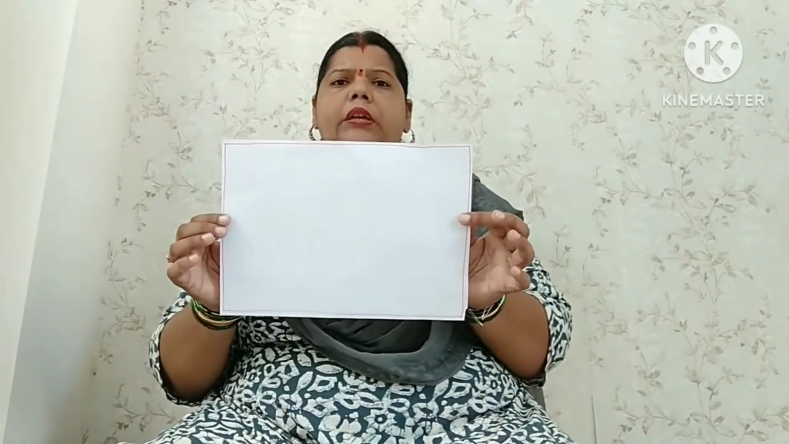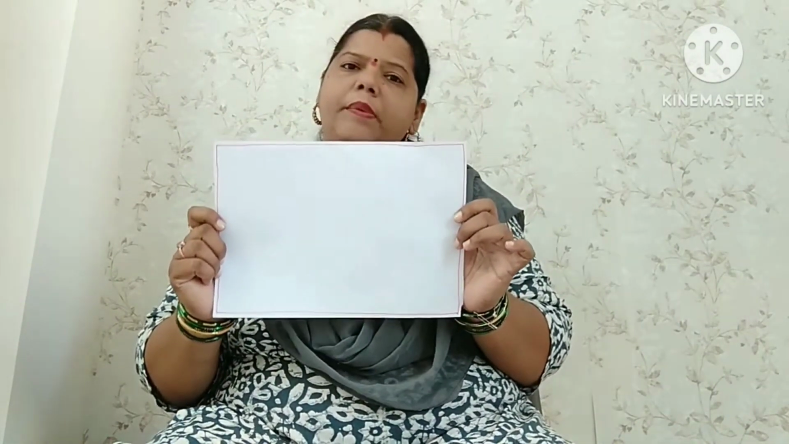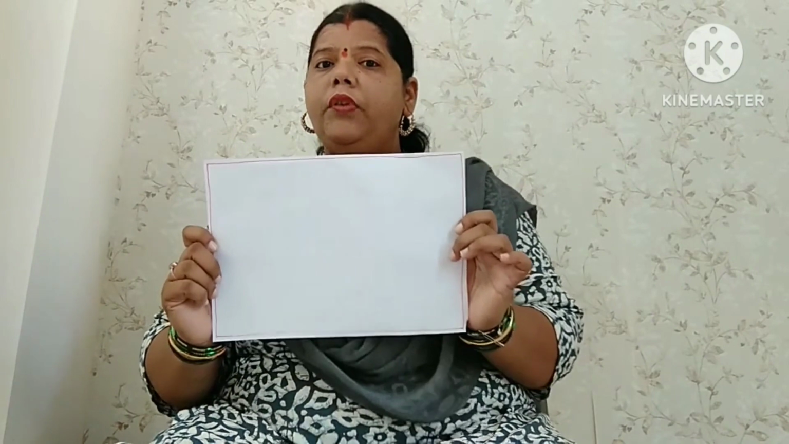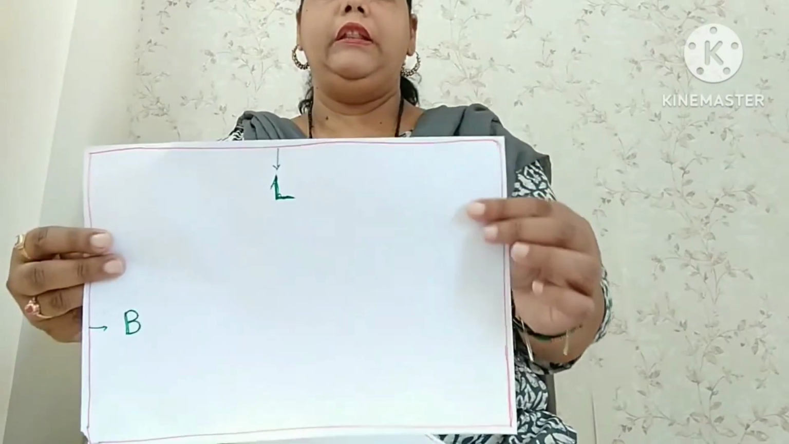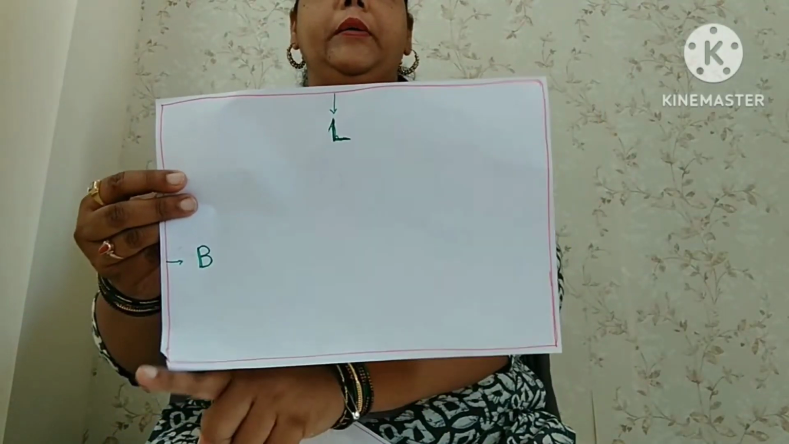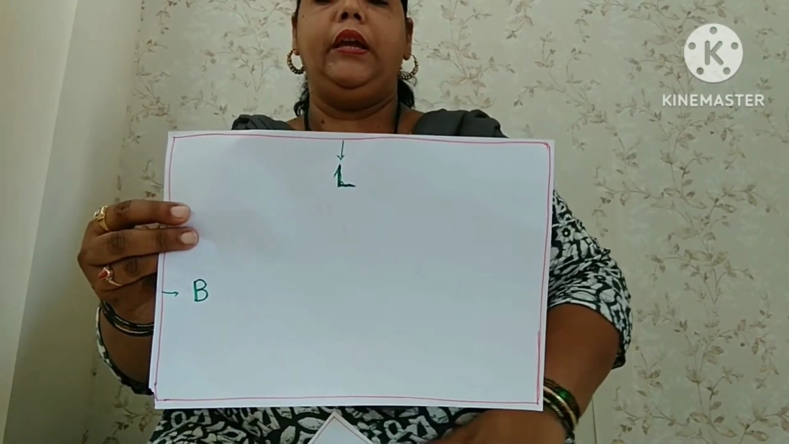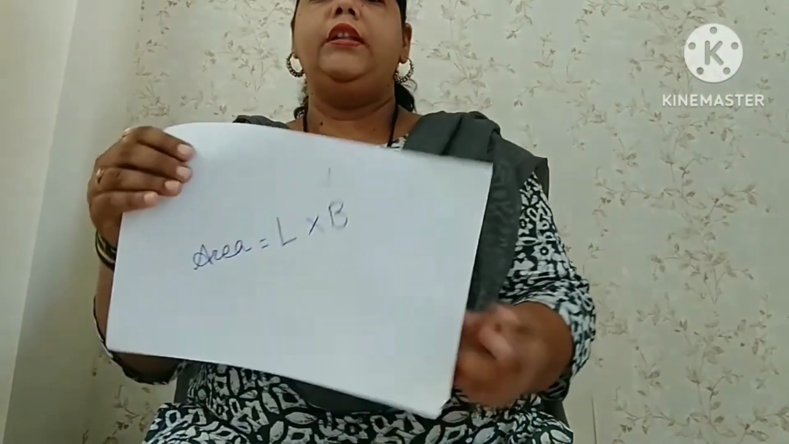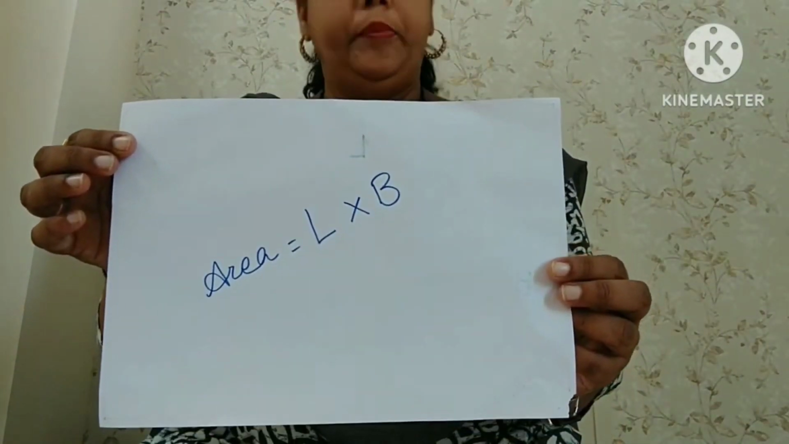Okay, now I'll show you one thing. If I show you this sheet of paper, what is the shape of this paper? Each and everyone knows this is a rectangle, isn't it? What is the formula for rectangle? Yes, of course you know. What are the measurements? This is length and this is breadth. And the area of rectangle is length into breadth.